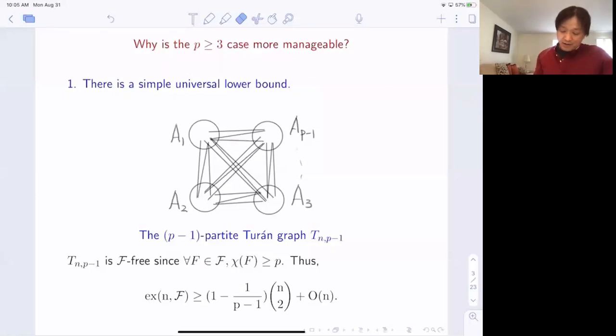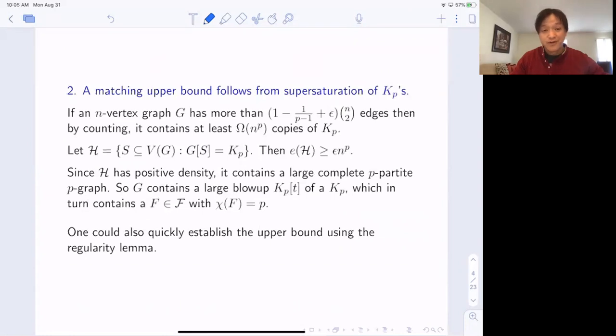A simple calculation shows that the number of edges in the Turán graph is roughly (1 minus 1 over p minus 1) times n choose 2. So that provides the lower bound. Again, the nice thing here is that this lower bound solely depends on the chromatic number of F. And luckily, a matching upper bound is not that hard to prove. There are many different proofs.